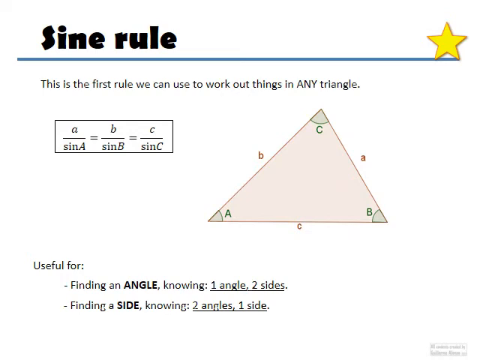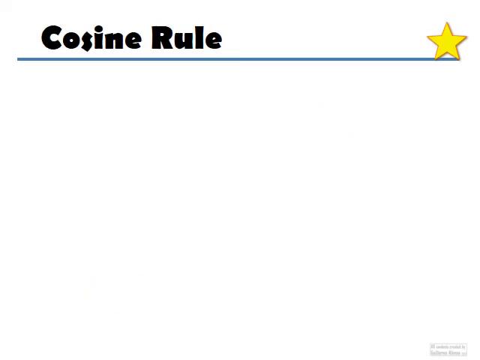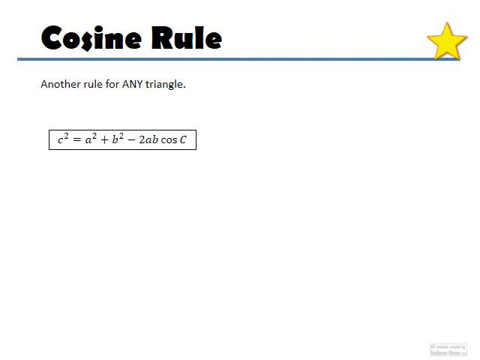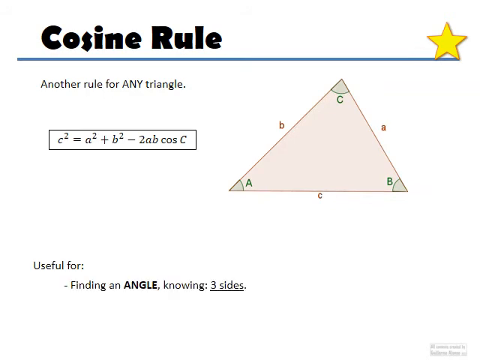Now the cosine rule is again for any triangle, and this is what it looks like. Here's my triangle for reference. I take a side and I square it. I add the other two squared together and I subtract 2 times the lengths of those two sides times the cosine of this angle. This is useful when I know 3 sides and I need to calculate an angle, or when I know one angle and 2 sides and I need to calculate the other side.